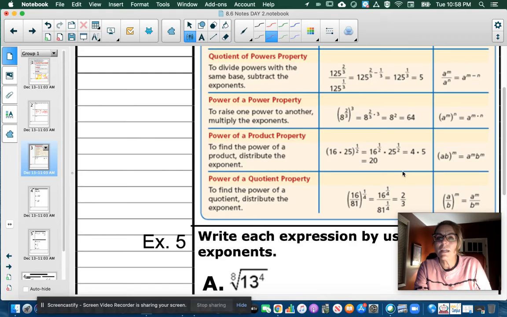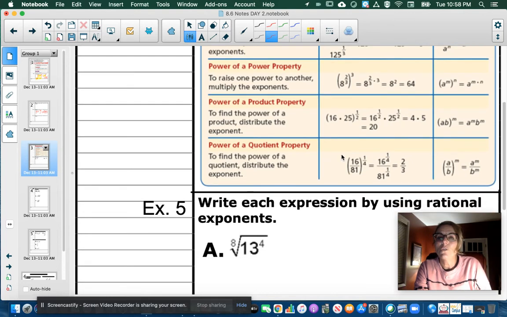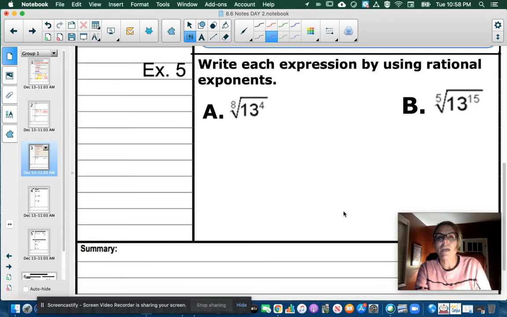Power of a product property states that if you have a product raised to a power, each piece of that product can be raised to the power. And if you have a power of a quotient property, that states that each piece of the quotient can be raised to the power. Let's look at example 5.